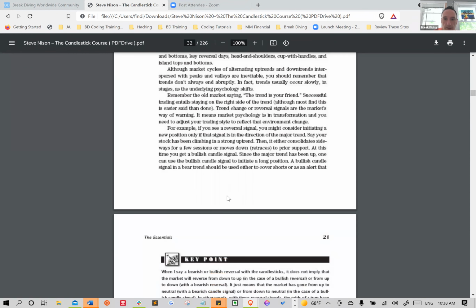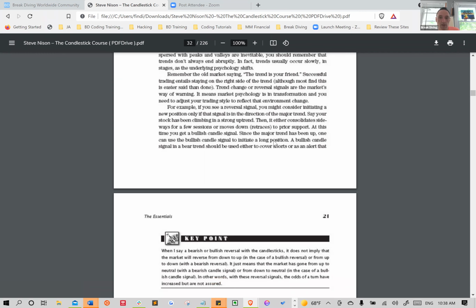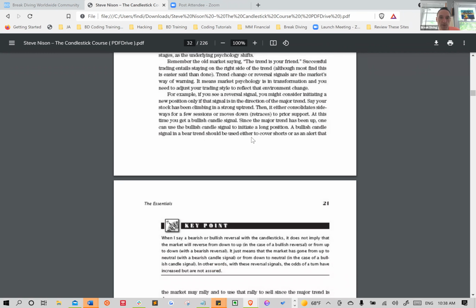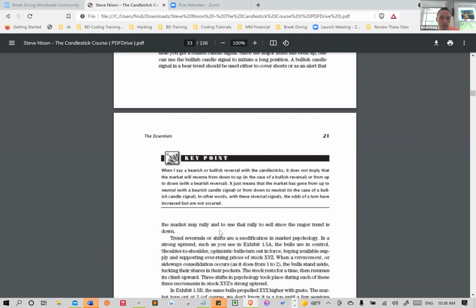For example, if you see a reversal signal, you might consider initiating a new position only if that signal is in the direction of the major trend. So your stock has been climbing in a strong uptrend. Then it either consolidates sideways for a few sessions or moves down, retraces. At this time, you get a bullish candle signal. Since the major trend has been up, one can use the bullish candle signal to initiate a long position. A bullish candle signal in a bear trend should be used either to cover shorts or as an alert that the market may rally.